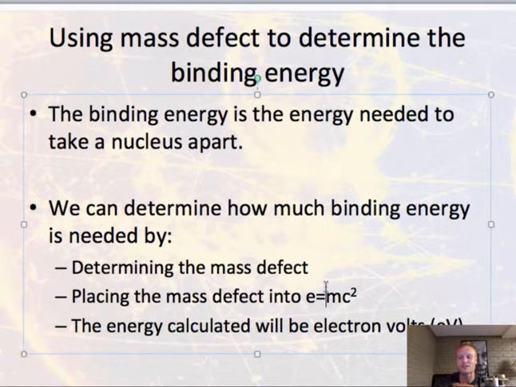My m would now be 0.2, times the speed of light squared, and the energy calculated will then be in electron volts, and that energy is basically the binding energy. Okay.